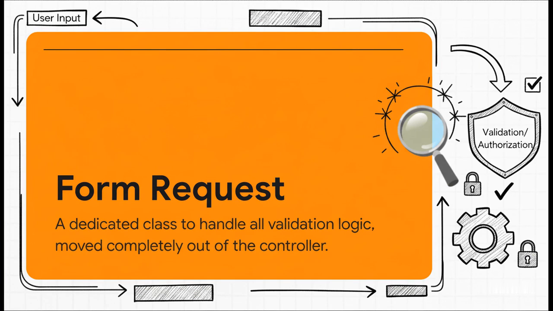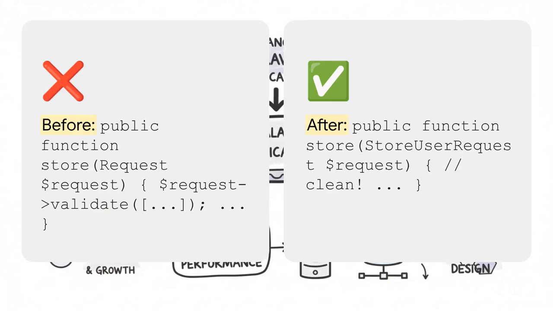Instead of jamming validation rules inside your controller, you create a dedicated class. Its only job in life is to authorize the request and validate the data coming in. Simple. And just look at the difference here. It's night and day, right? The before is all cluttered up with validation arrays. The after is, well, it's beautifully simple.